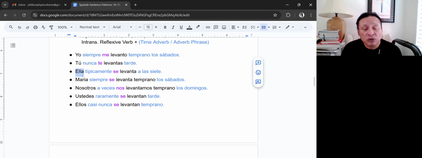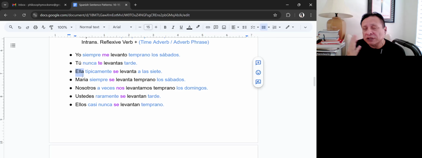Reflexive in the sense of a reflection. If you look in the mirror, what do you see? You see your reflection. It's a reflection of you. So if you look in the mirror, you see yourself. If I look in the mirror, I see myself, right? That's why it's called the reflexive pronoun. It's pointing back to the subject.